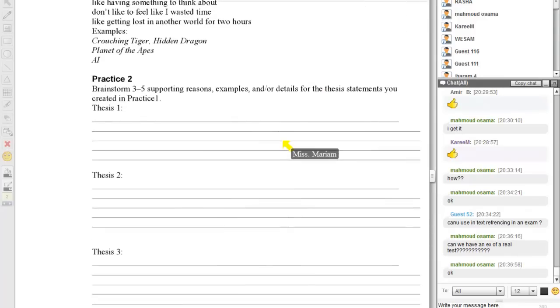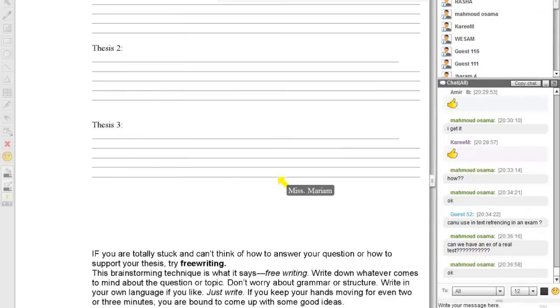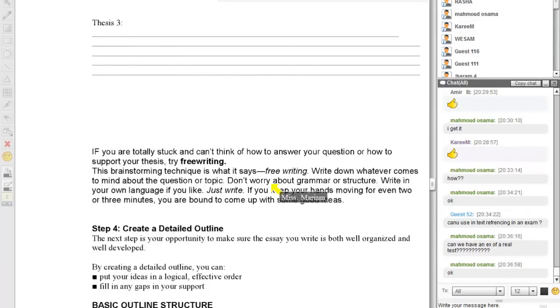We have two kinds of brainstorming. Brainstorming can be that you write separate words which have no relation to each other.